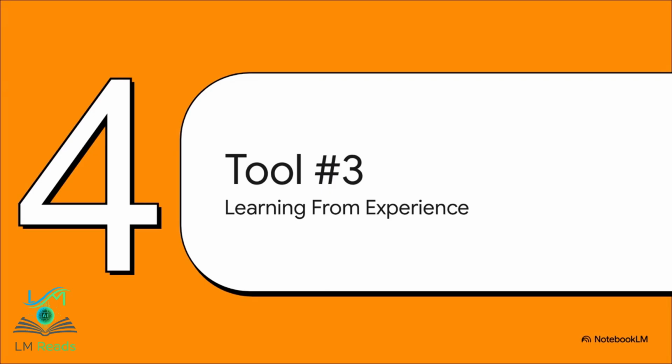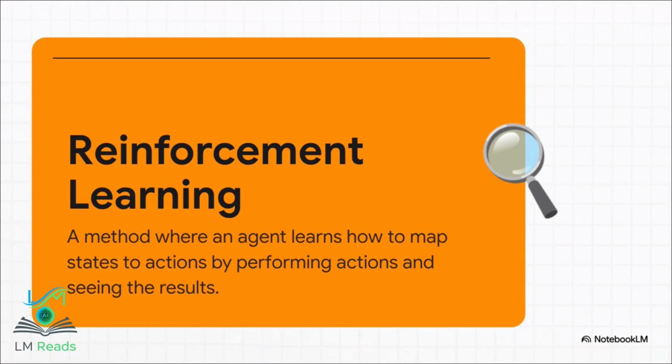All right, our agent can solve puzzles, and it can reason about uncertainty, but it's still, well, it's static. Its knowledge is fixed. The final tool in its basic kit gives it the power to adapt and actually get smarter over time. This is, quite simply, learning by doing.